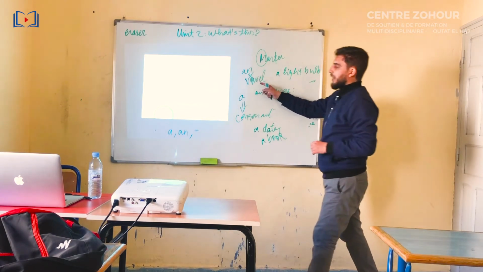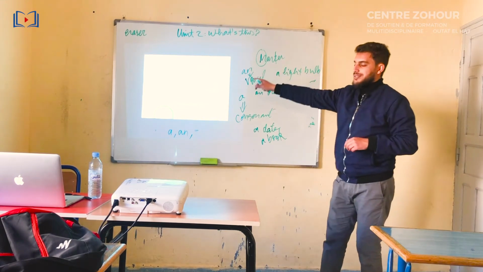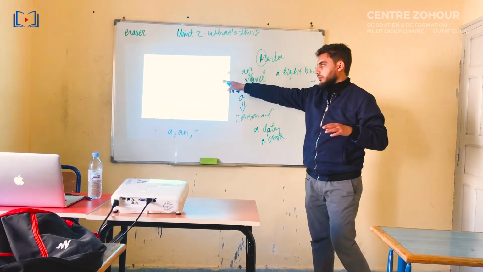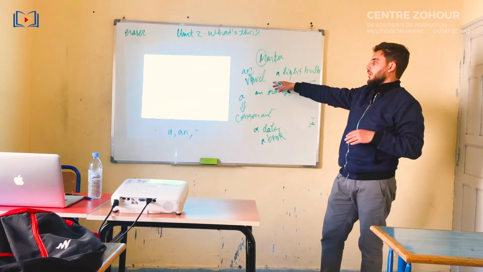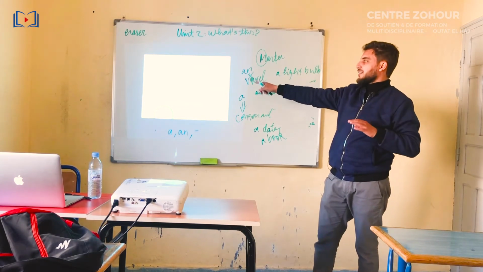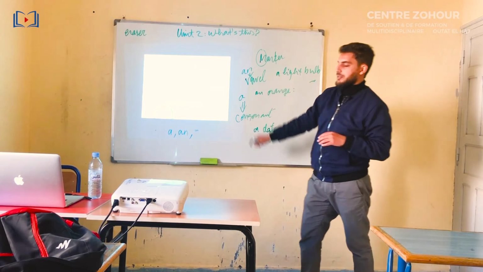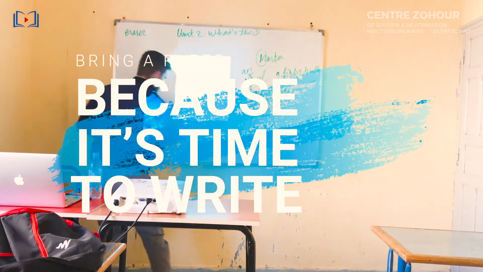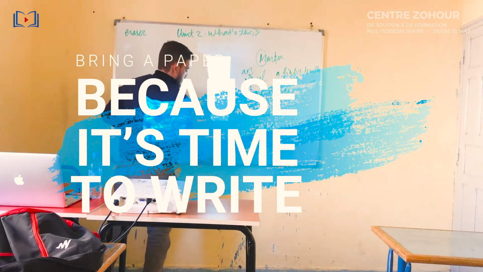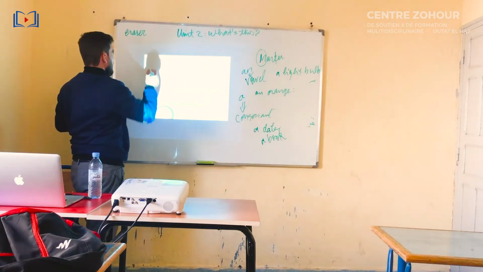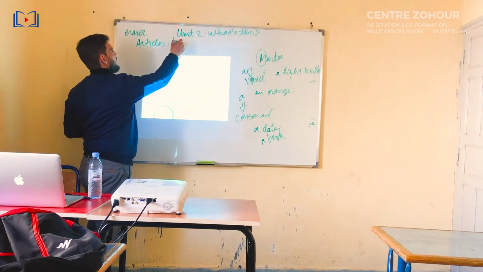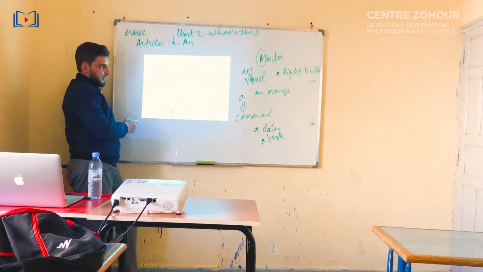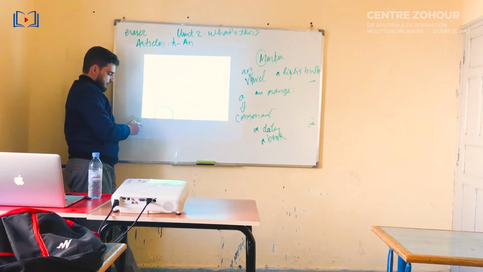So an is followed by a vowel. ملي كنقولوا vowel sound. باش ما تخربقكمش هاد vowel sound. ملي كنقولوا vowel it's a vowel sound. Consonant sound it's a consonant. Okay. كتبوا هاد القاعده. كتبوا articles, a or an. كتبوا examples ديالكم.